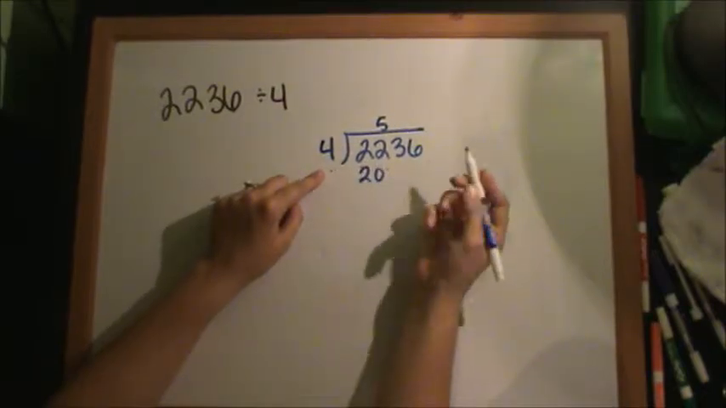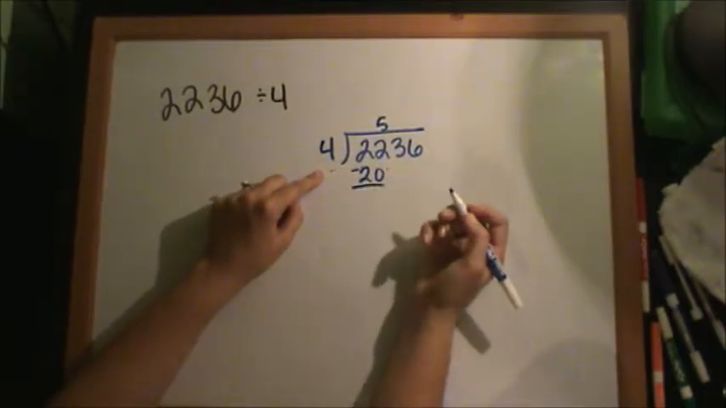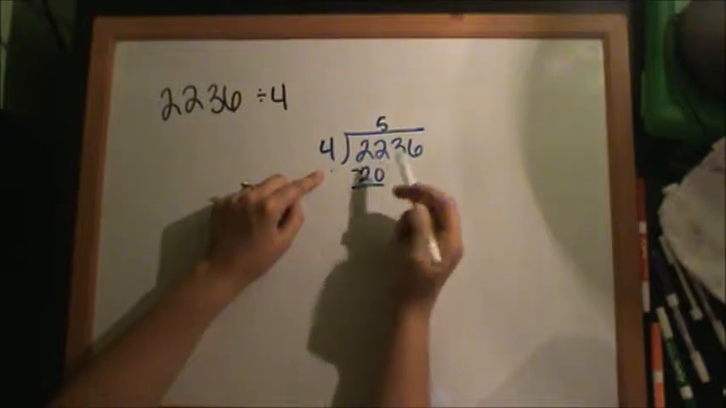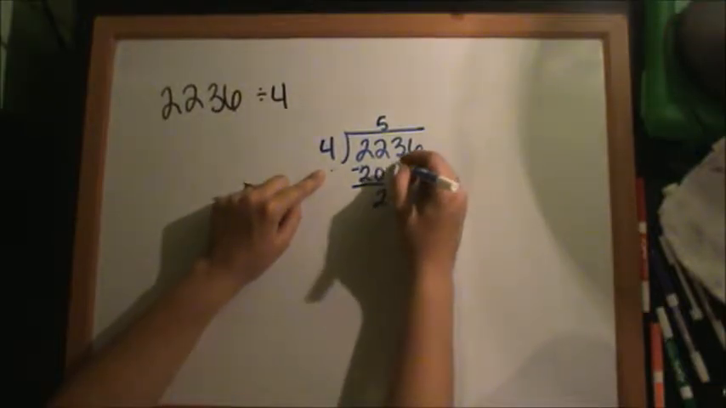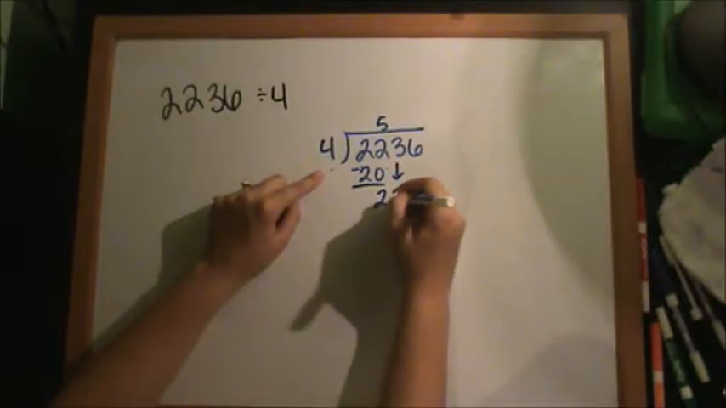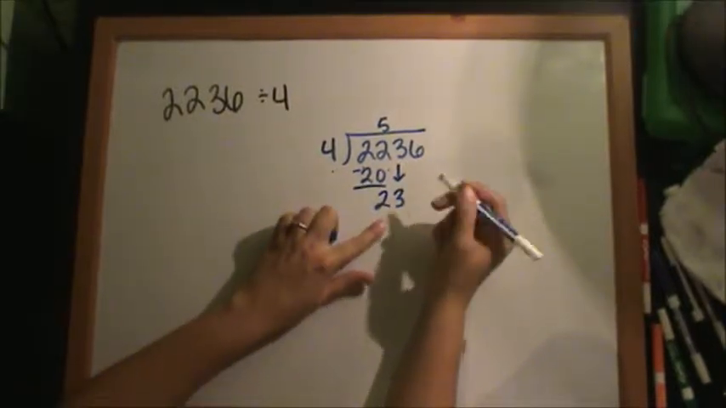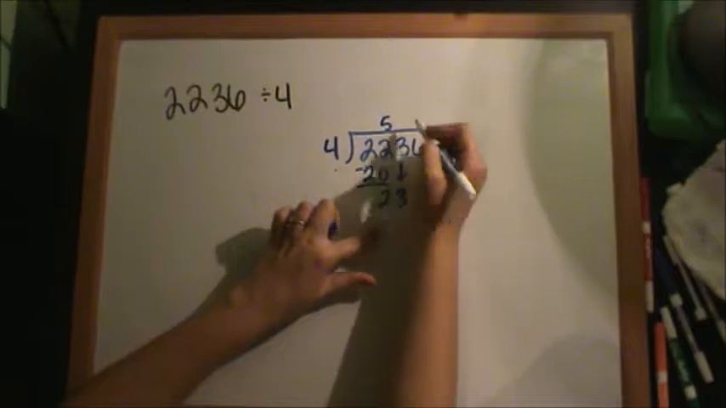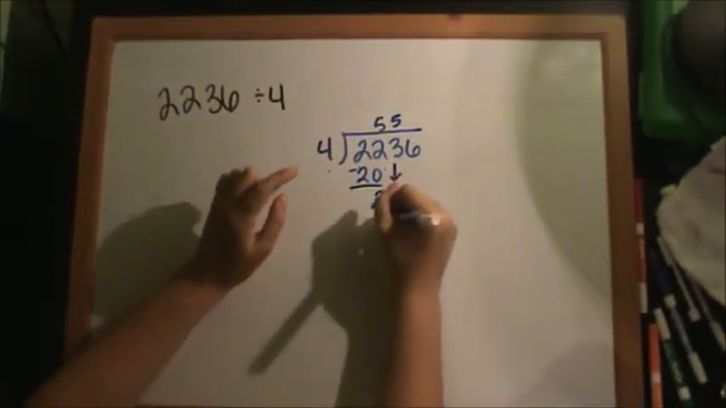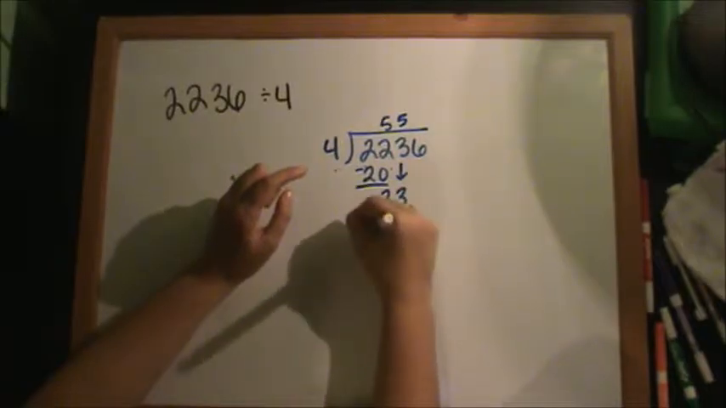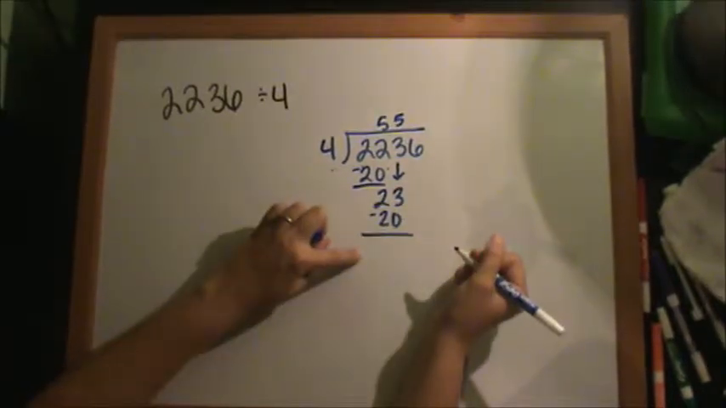When you say 4 times 5, you get 20. So now I'm going to subtract the 20 from the 22, and that gives me 2. Now I'm going to bring down this 3, and that gives me 23. 4 goes into 23 5 times again. 4 times 5 gives me 20. And then you subtract it.